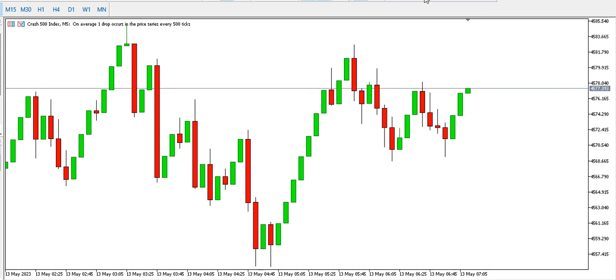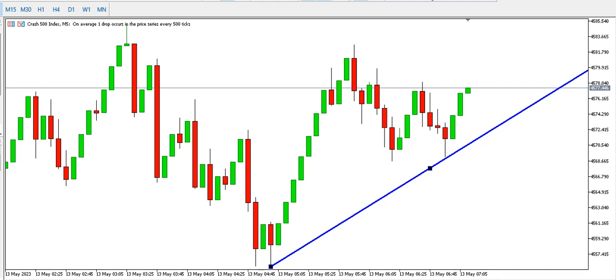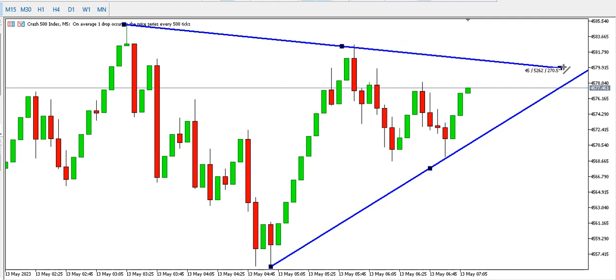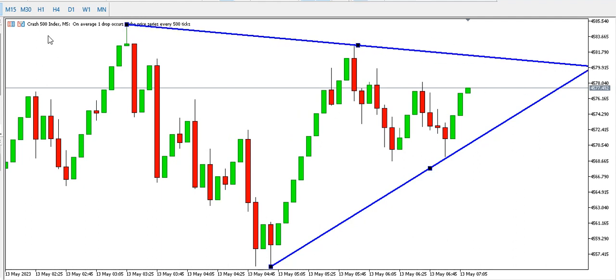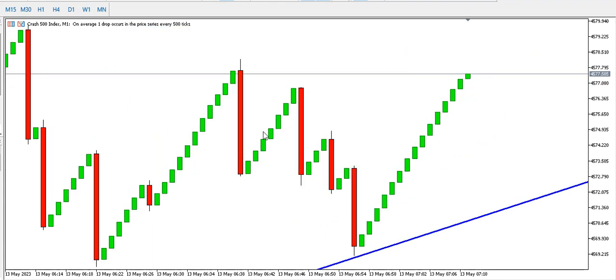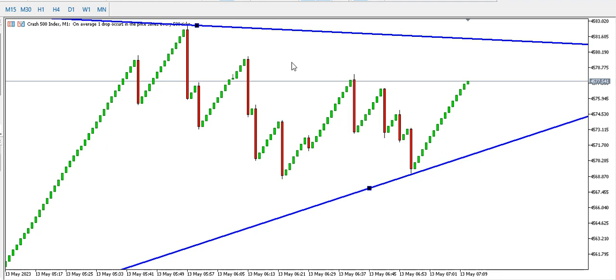So wait for the range breakout before you engage, whether you want to buy or you want to sell. On the 1 minute time frame, still ranging. The buyers and the sellers are happy with one another. It's like an equilibrium. Wait for the range breakout before you engage. All right, that's that for our analysis on how to scalp boom and crash index.